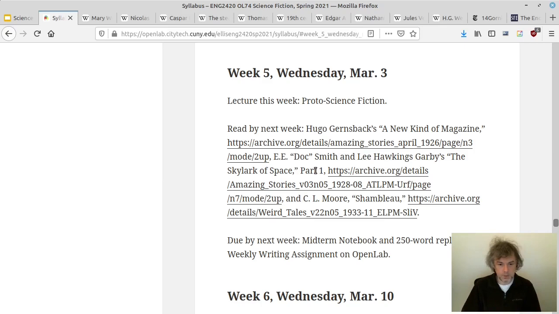And then finally, C.L. Moore's Shambleau, and we'll talk about that. Also a part of space opera, but I think you'll see many connections between it and later science fiction, such as the first Star Wars film. So we'll talk about that more next week.